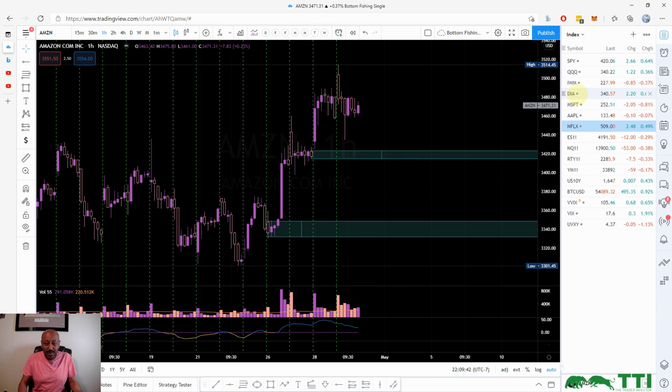SPYs, Qs, IWM, diamonds. They had a nice V reversal today. Will that upward movement continue? Will we end April in the green and as a strong green? How are we going to end April? That's what we'll look at tomorrow.